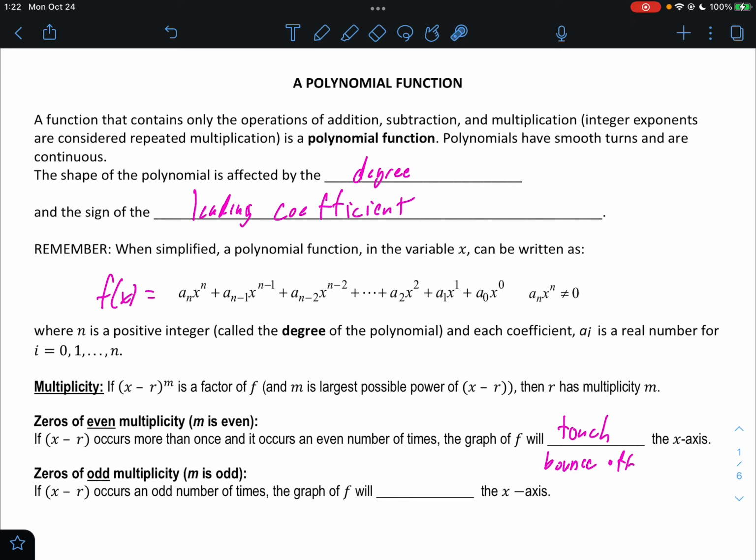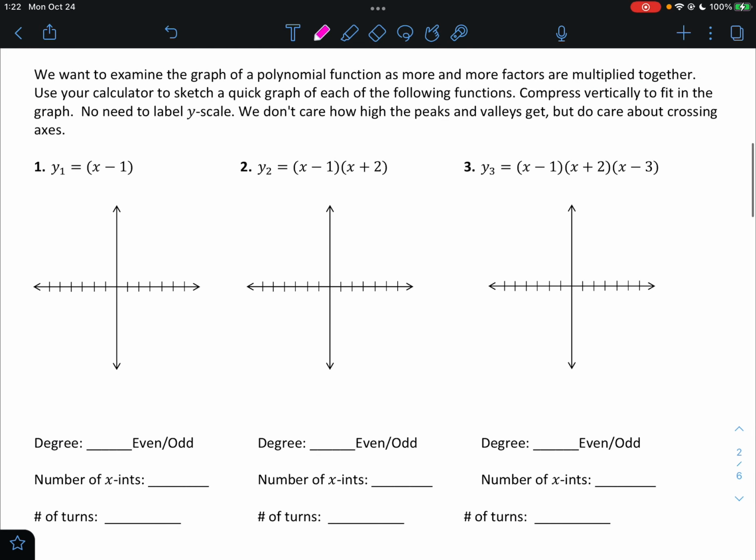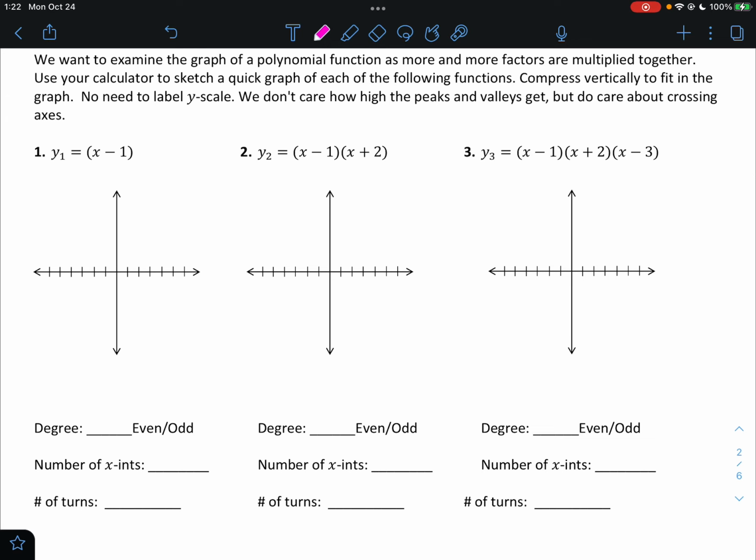If it's an odd zero, so if this is x minus r to the first, third, fifth, seventh, anything like that, we say the graph of f will cross through the x-axis. Let's take a look at what that means. I want to examine the graph of a couple polynomial functions as more and more factors multiply together. So we're going away from quadratics and further along the line of third power, fourth power, fifth power, 10th power, 100th power, whatever. We can use our calculators to sketch a quick graph of each of the following functions.